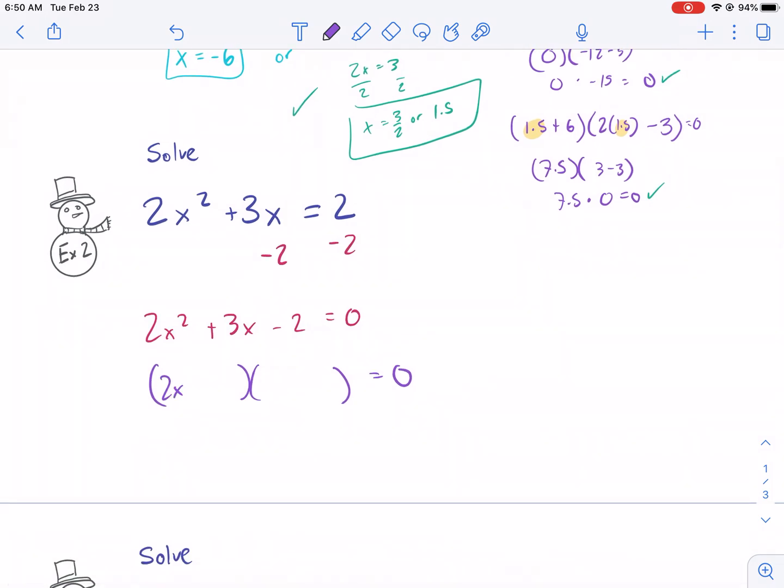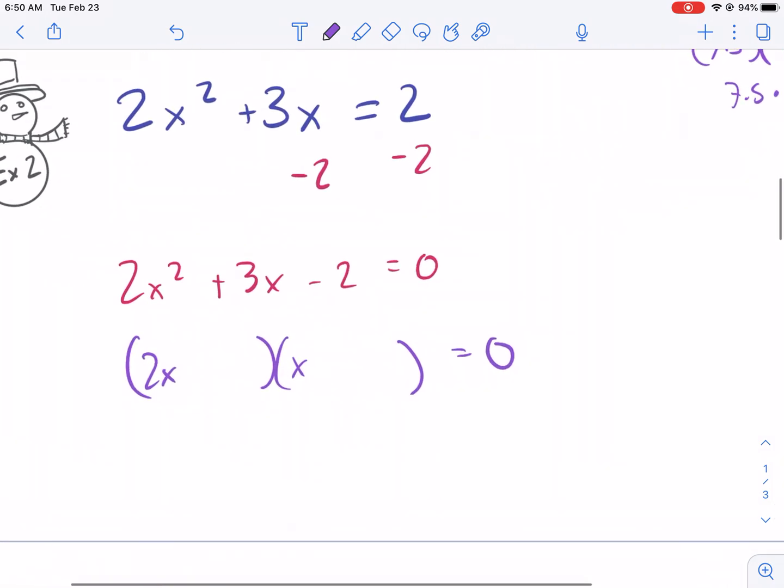I'm going to put a 2x here and an x here. If you need a review on factoring, check out some of my other videos. Now I need a positive 3, so I want to make this a positive 2, this a negative 1, and that should be good. Yes.